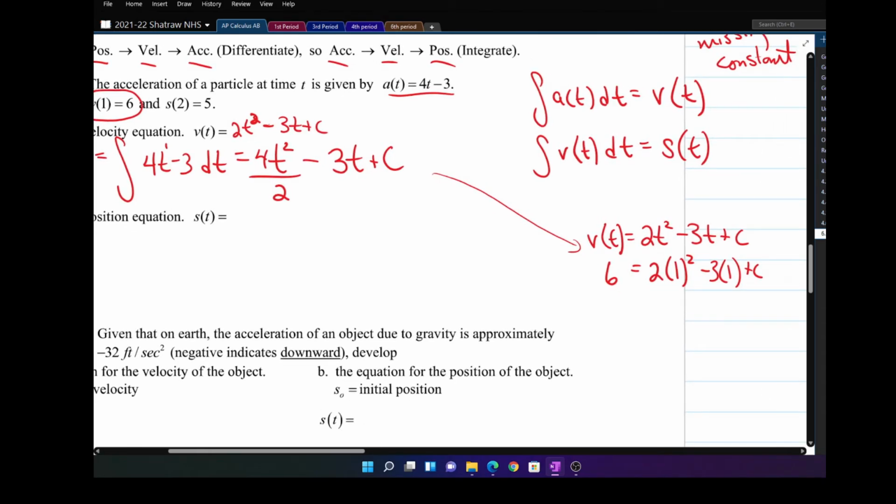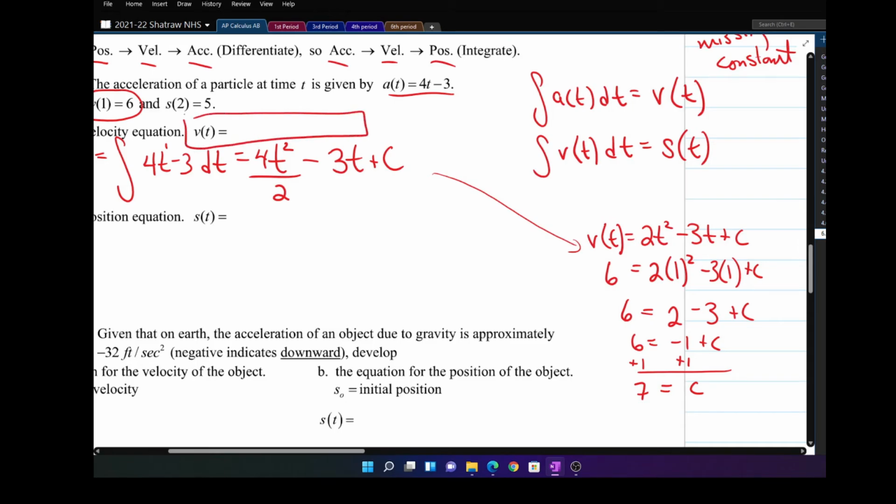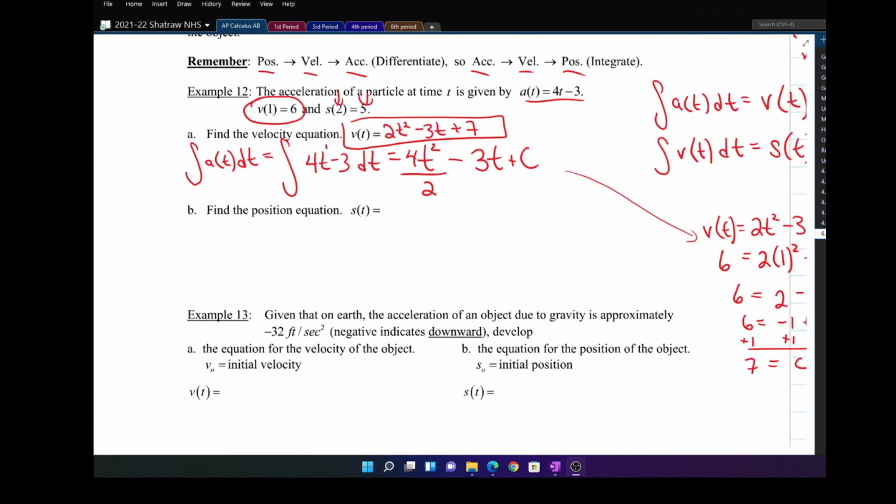So this is 1 squared is 1, times 2 is 2, minus 3 times 1 is 3, plus c ends up being 6. That's just 6 equals negative 1 plus c. I add 1 to both sides, and I get that c equals 7. Okay, so I don't even want to write that here. What I want to write down for my answer, what is v of t? V of t is going to be 2t squared minus 3t plus 7.